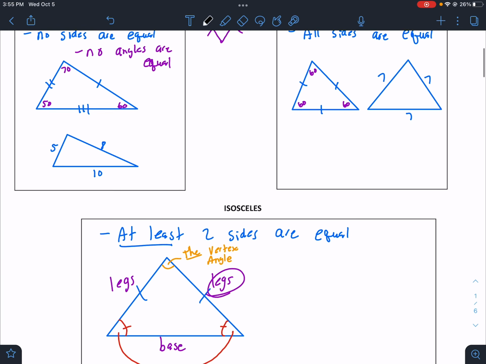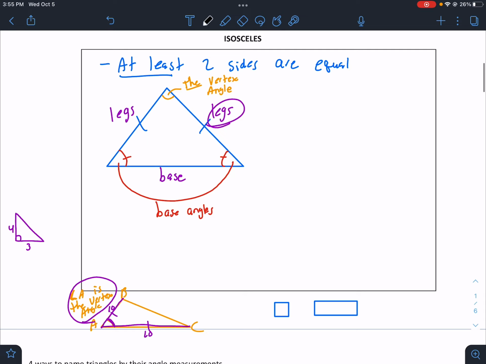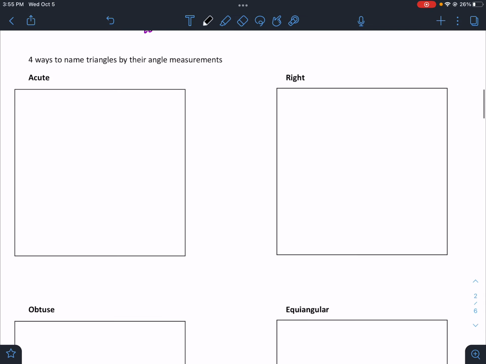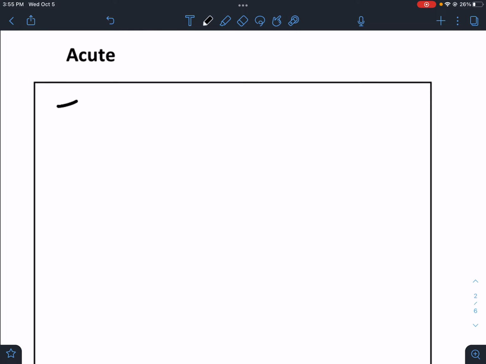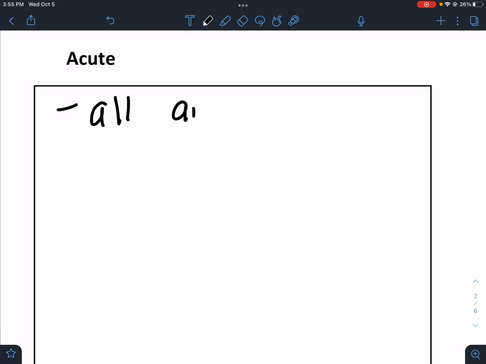All right. Can't spend much more time on that right this second. Let's go look at some other things. Acute, we're going to go through this real quick. What does it mean to be an acute triangle? All angles less than what?